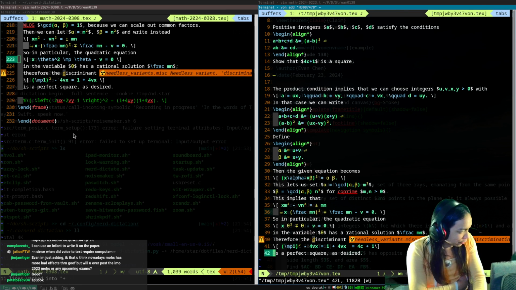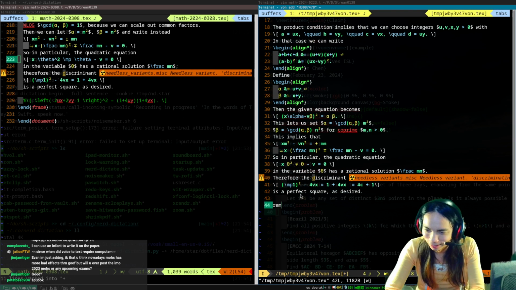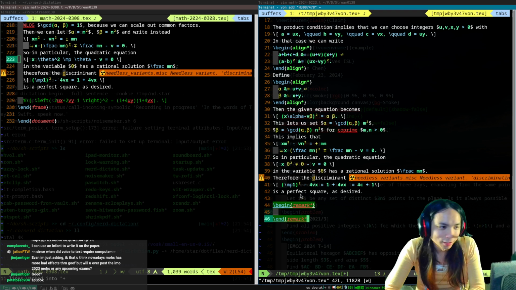Will I ever post the IMO 2023 mods? Maybe eventually. It's just not very high on my priority list because, in particular, I haven't kept up with a lot of the recent IMO stuff. So I don't know how to rate problem 6, for example, because I was spoiled on the problem and didn't get a chance to try it myself.